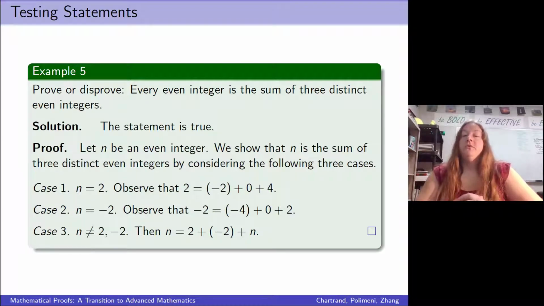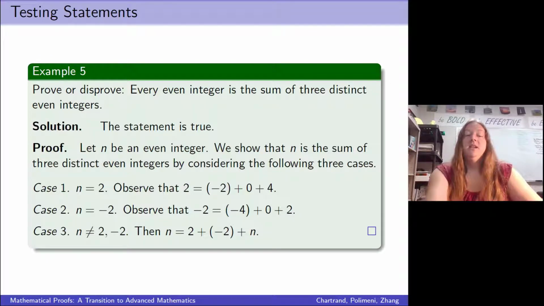So we're going to prove or disprove: every even integer is the sum of three distinct even integers. Now, you hopefully can convince yourself that this is true fairly quickly, knowing that we've got negatives in play. So we're going to prove this true. If you think about how you might prove something like this, well, it's really easy to add a number to 0 and get the number back. So ideally, we'd really like to be able to add two even numbers together, get 0, and then we just have to add the number to it.